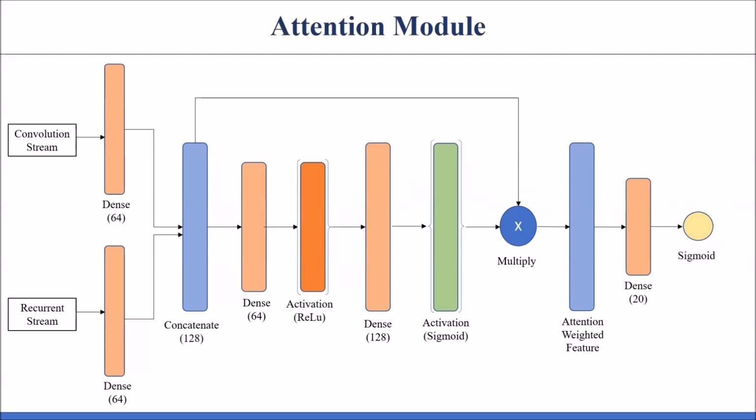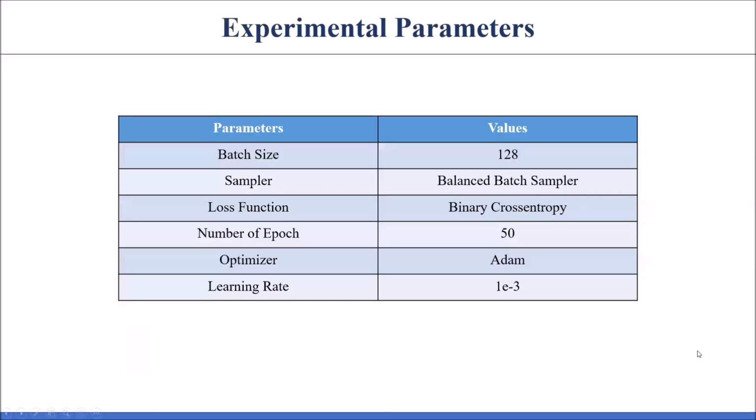This feature space is then multiplied with the concatenated feature vector. As a result, the concatenated feature vector now uses attention to strengthen the features that are more valuable for this task. It is then passed through 2 dense layers to make the final prediction. These are the experimental parameters that were used while training our deep learning model. We used a balanced batch sampler to tackle the problem of class imbalance in our dataset.